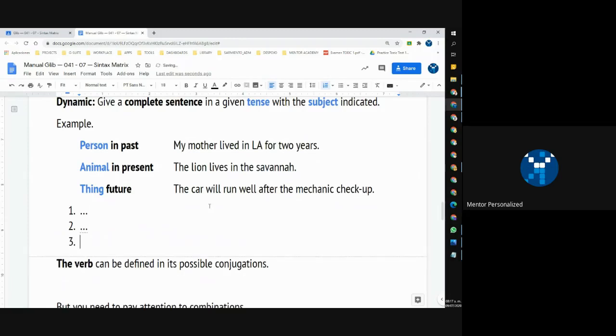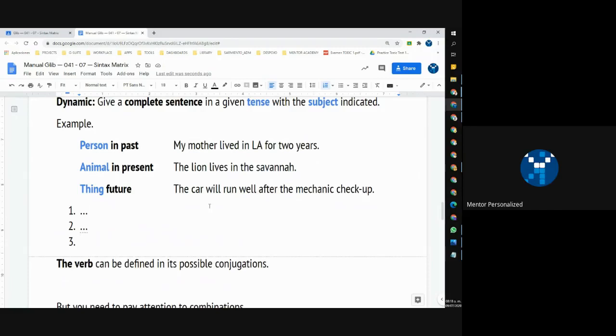Person in the present. My sister dances. Very good. How do you say muy bien? Cumbia. My sister dances cumbia. Repeat. My sister dances cumbia.